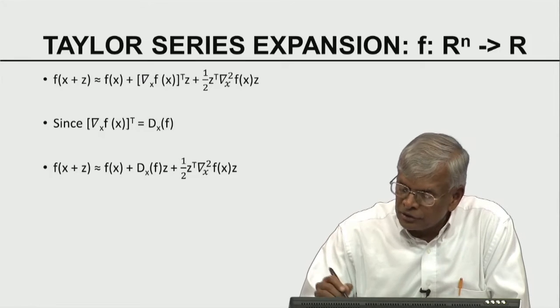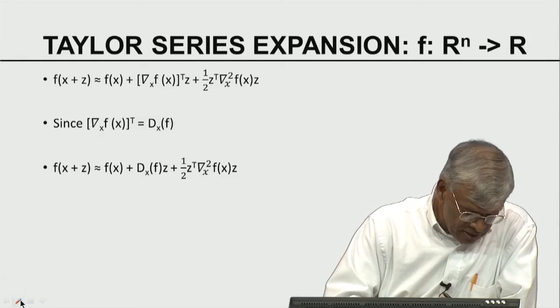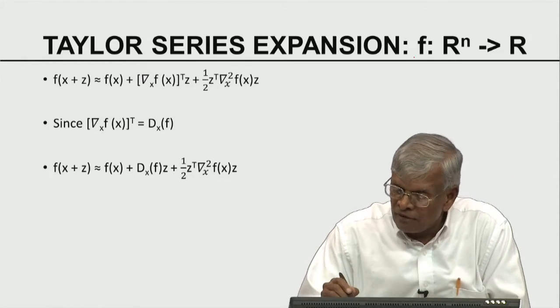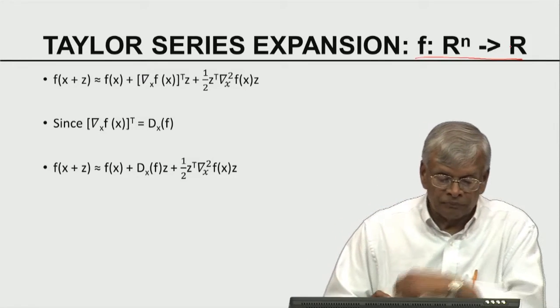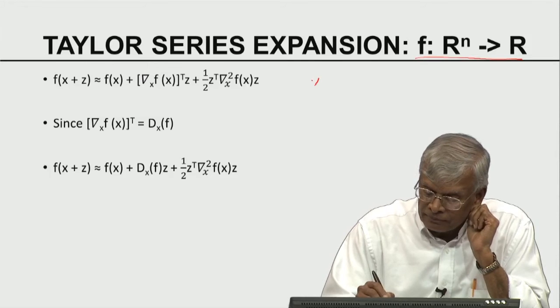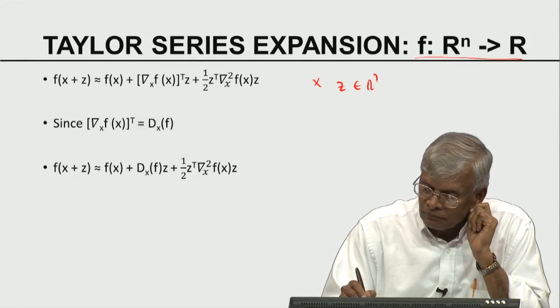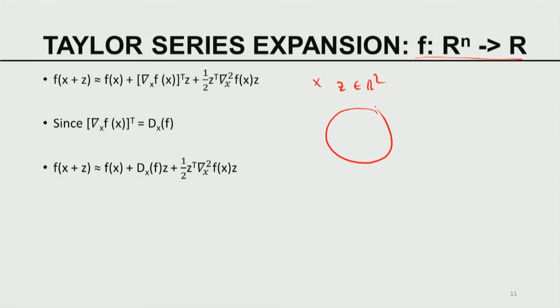Now we are going to consider the next class of functions. The next class of functions are functions which are scalar valued. The input is a vector, output is a scalar. In this case, x is a vector, z is a vector. Again, the z is a vector, which is in R^n. So here again, I have x, I have z, I have a point here. This is z, so this is x plus z.